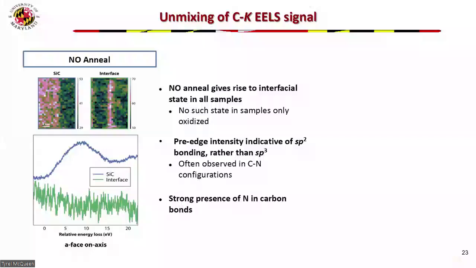So we also see, from looking at the carbon K edge, a similar effect, that there's a component at the interface, right? So carbon, of course, there's only carbon in the silicon carbide. So that's the signal from silicon carbide. And at the interface we see this component. So there's an indication that we think that there's still carbon bonded to nitrogen at the interface.